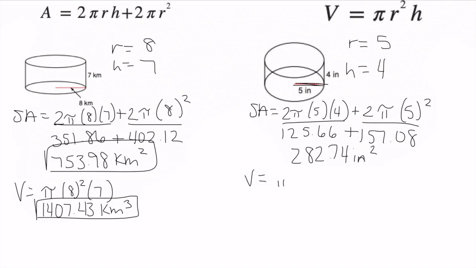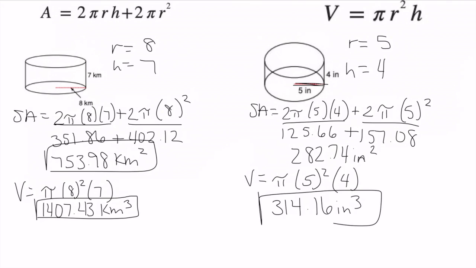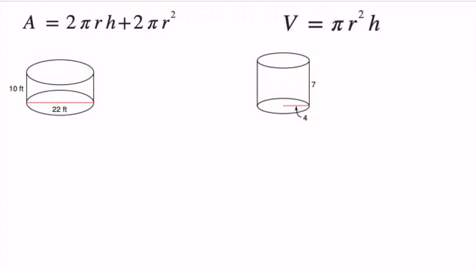For volume, we have pi times our radius of 5 squared times our height of 4. Plug that into my calculator. You should get 314.16 inches cubed.